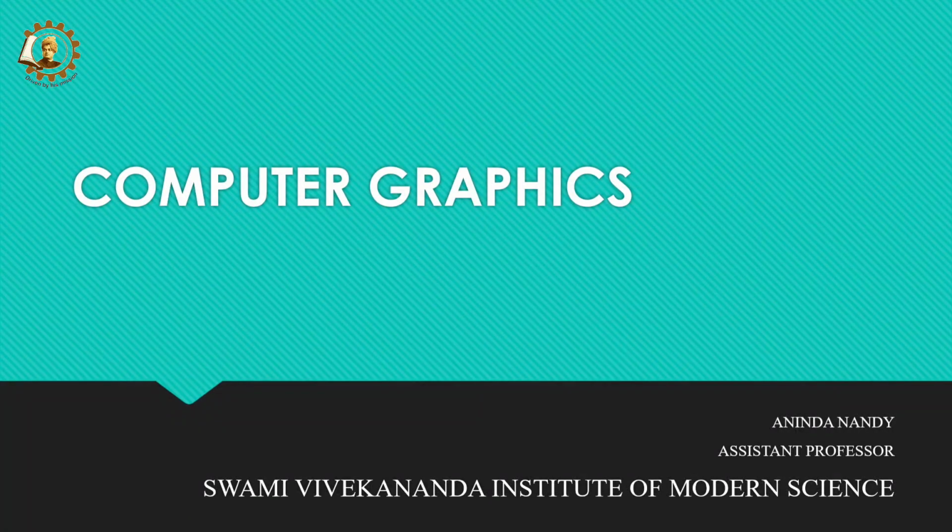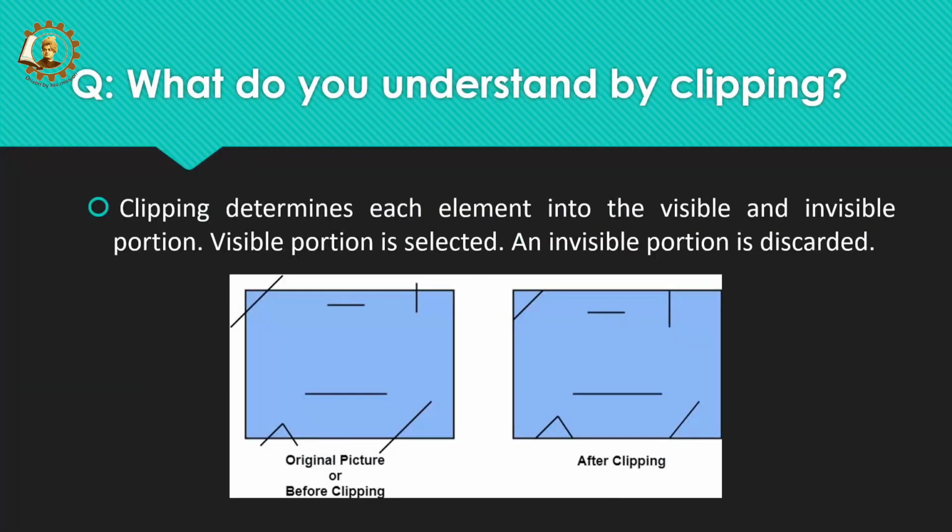Today we are going to discuss some important questions on computer graphics. Our first question is, what do you understand by clipping? Clipping is nothing but the determination of each element into the visible and invisible portions. The visible ones are selected and the invisible portion is discarded.